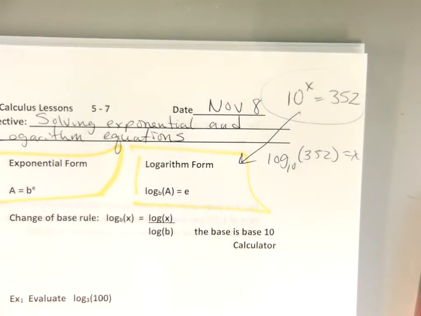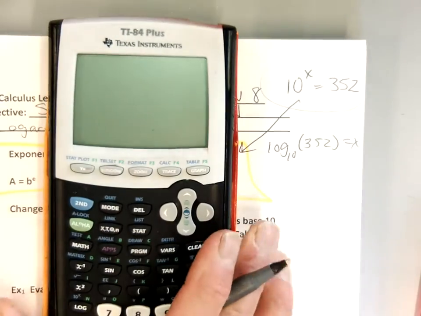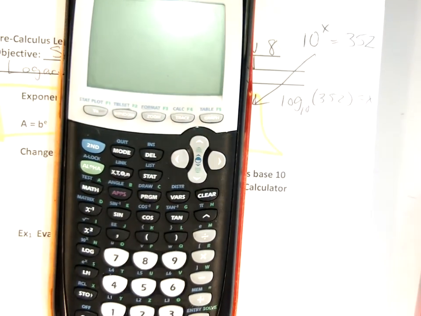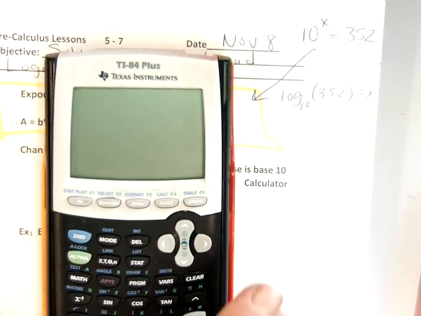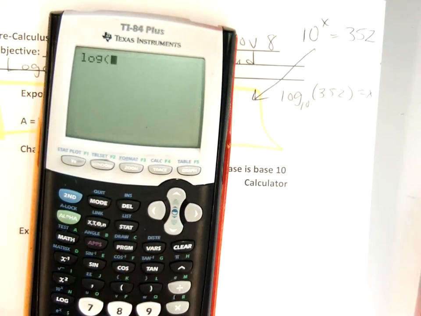And then if it's base 10, common log, just about every calculator, including probably your phone, has base 10, okay? So I'm just going to go ahead and take log, and on my calculator, if it's invisible, it's base 10. Does that make sense? So it's base 10, which is what I have of my 352, and I'll get the answer, okay?